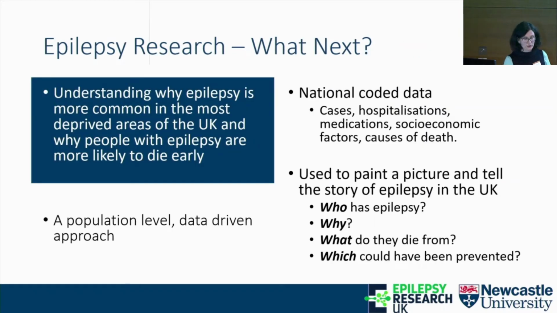What we're going to do about it is perform this piece of epilepsy research, which was referred to, trying to understand why epilepsy is more common in the most deprived areas of the UK and why people with epilepsy are more likely to die early. We're going to take a population-level, data-driven approach. We're going to use national data sets of coded data to really paint a picture and try and understand who has epilepsy, why do they have it, what are they dying from, and really importantly, which cases of epilepsy could be prevented, which epilepsy deaths could have been prevented.